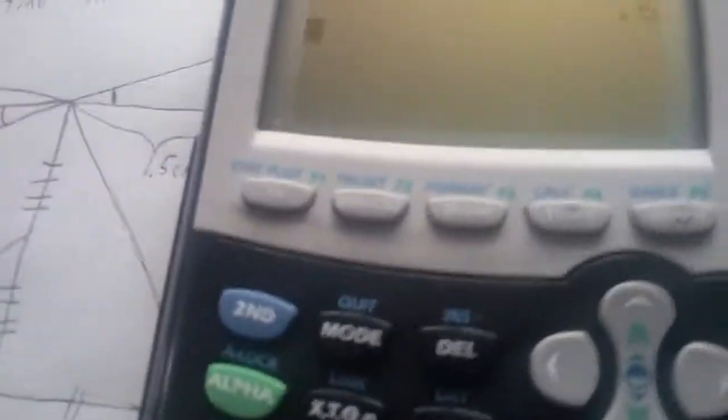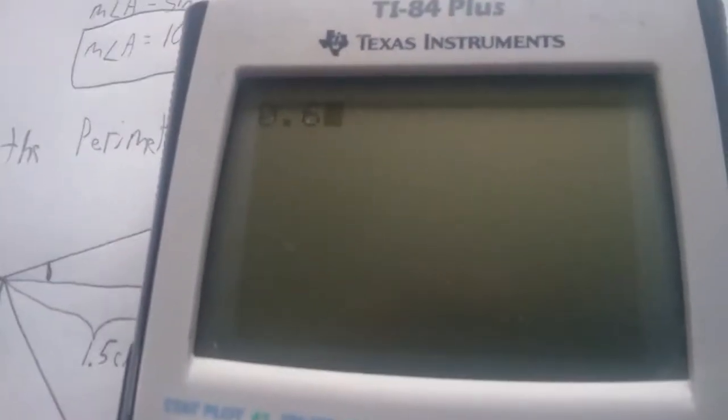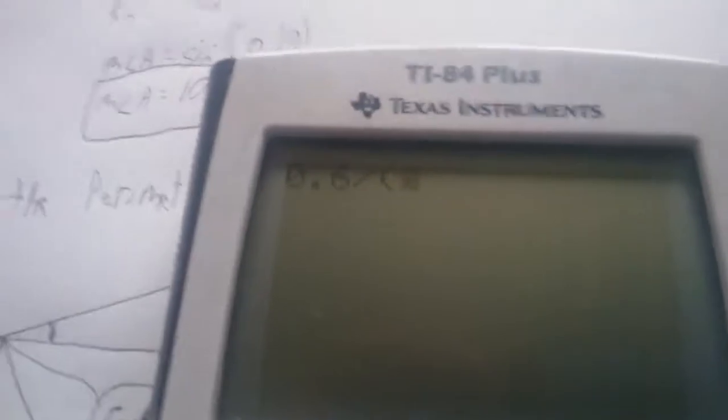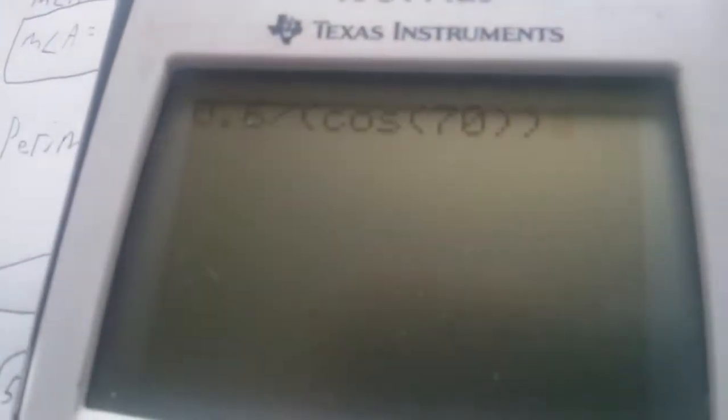So 0.6 divided by cosine 70. That's going to give us 1.75. So we know that x is equal to 1.75. So here, x has to equal 1.75.